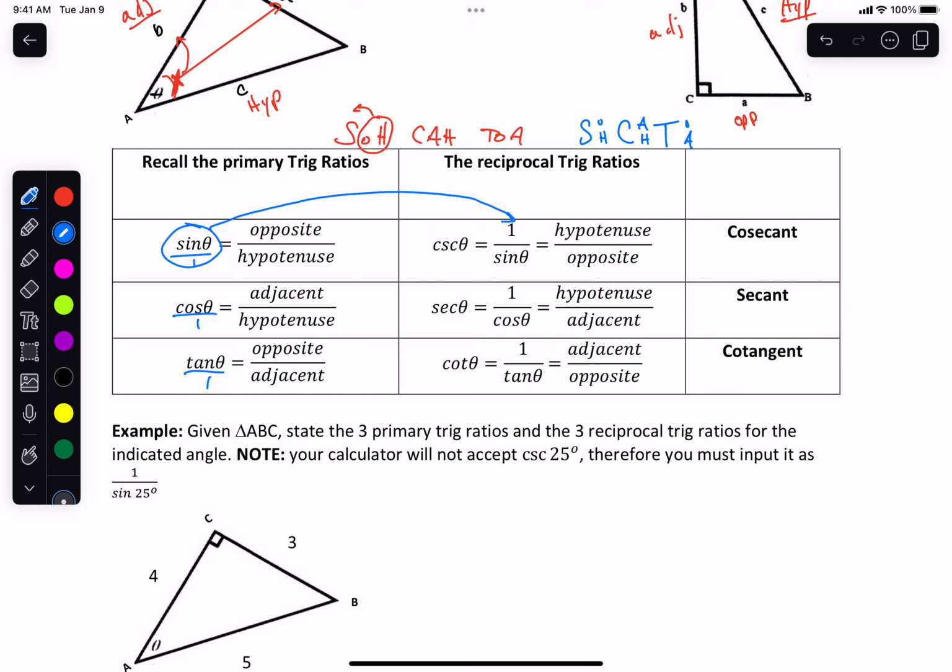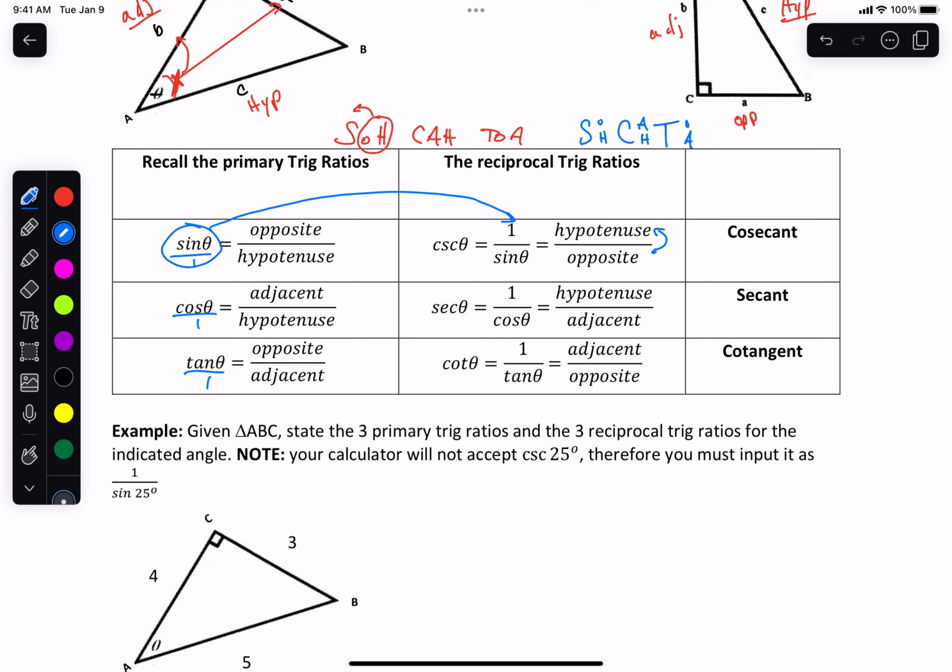So the hard part is going to be remembering these names. One of them's easy to remember. It's cotangent. Cotangent is the reciprocal trig ratio to tangent. What's it mean? Instead of tangent over 1, cotangent is going to be 1 over tangent.